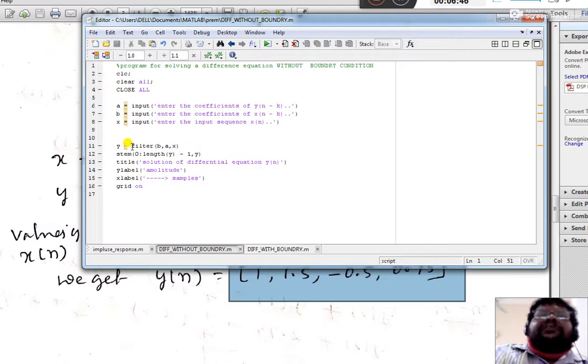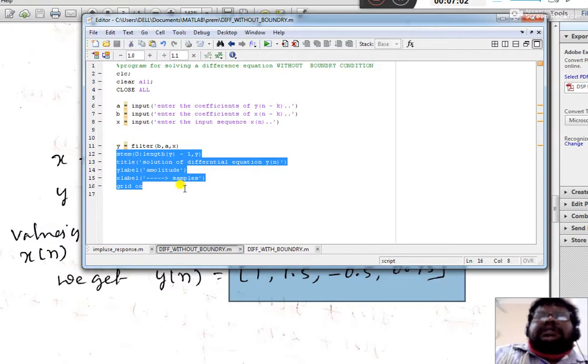For this we are using the function called filter. We give it the coefficients b and a, first the coefficients of x, next the coefficients of y, and then the value of x. This is to plot the impulse response.